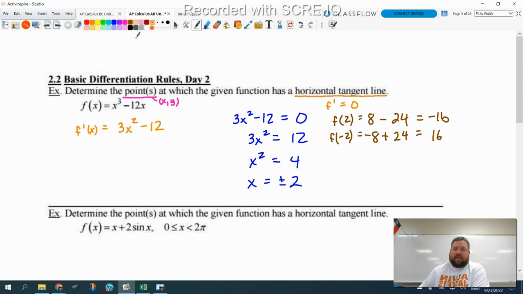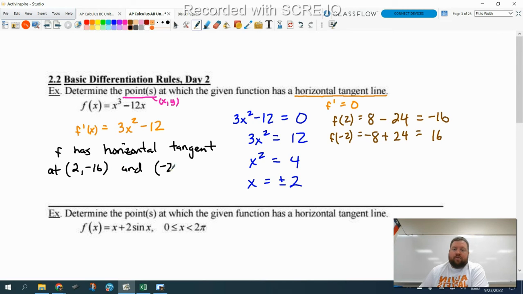All right, so let's write out a sentence for our answer. F has horizontal tangents at (2, negative 16) and (negative 2, positive 16), because f prime is equal to 0 at those points.